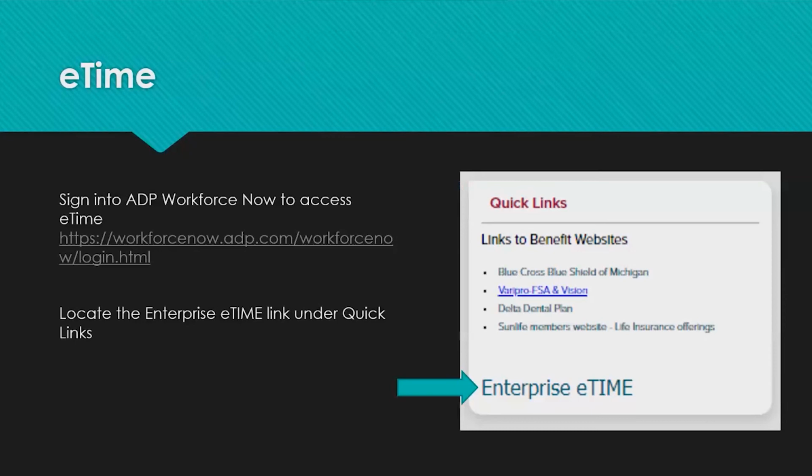Now we'll take a look at e-time. To get into e-time, you will sign into ADP Workforce Now or use the ADP link on your desktop. Once you sign in, you'll locate the Enterprise e-time link under Quick Links and click where you see that. It's usually a turquoise color, and it will take you into e-time. You will be able to access ADP Workforce Now from home or on your cell phone. However, you will not be able to enter e-time as that will be locked down.